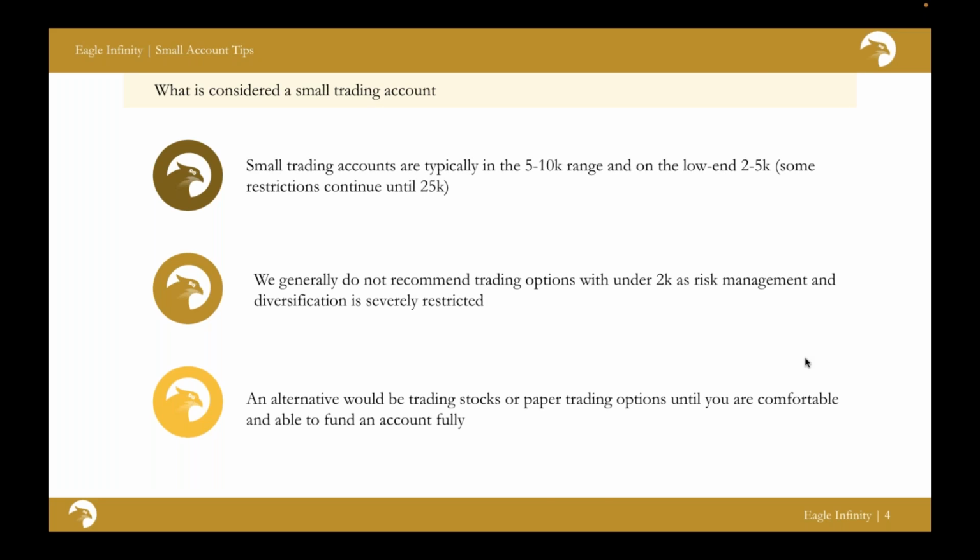So first, what's considered a small account? Typically, small trading accounts are in the $5,000 to $10,000 range. On the lower end, $2,000 to $5,000. There are also constraints up to like 25,000, 50,000 plus, really, when it comes down to being able to fully diversify a portfolio with no limitations, or very few limitations from the retail perspective, on what you can and cannot trade. We generally don't recommend trading options with under $2,000, as risk management and diversification is extremely restricted.